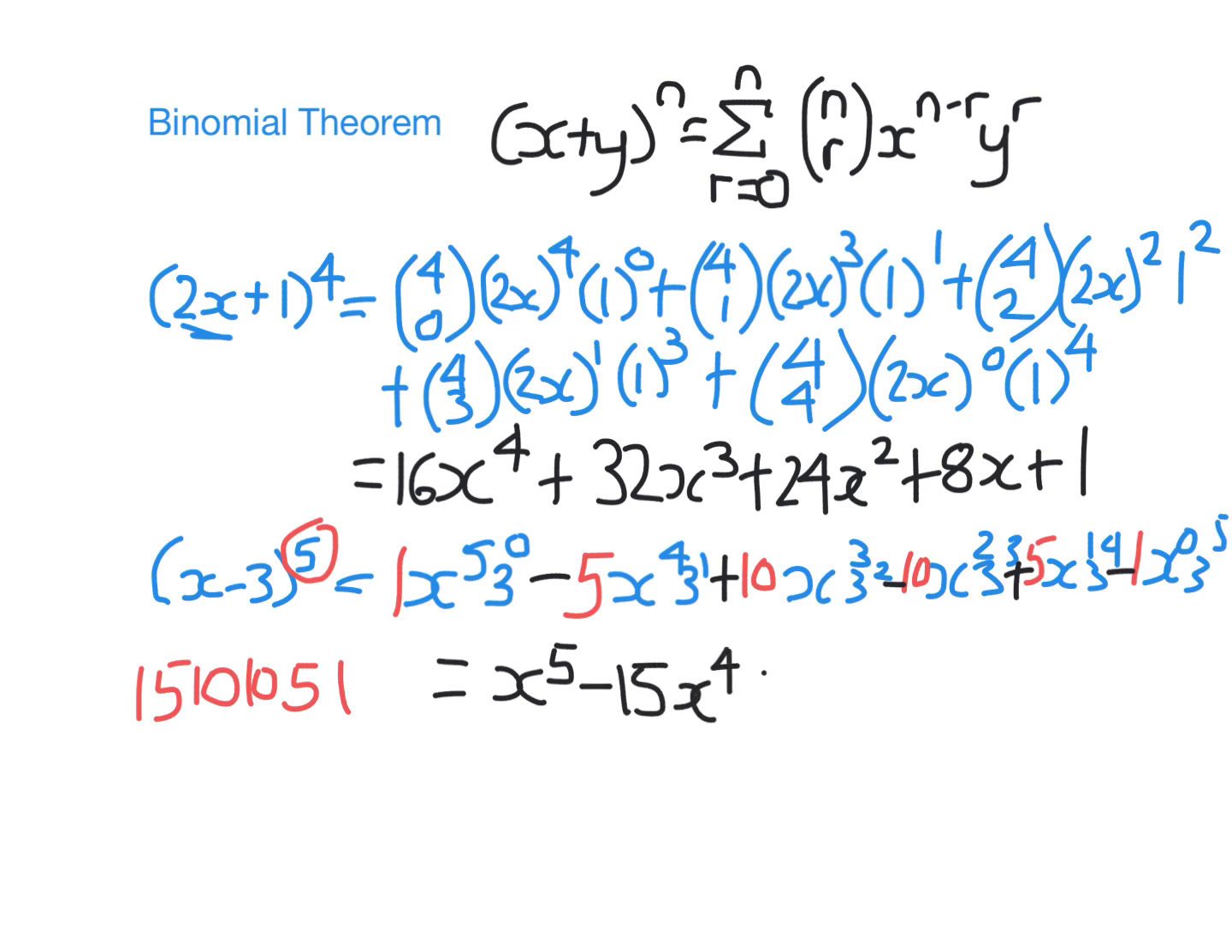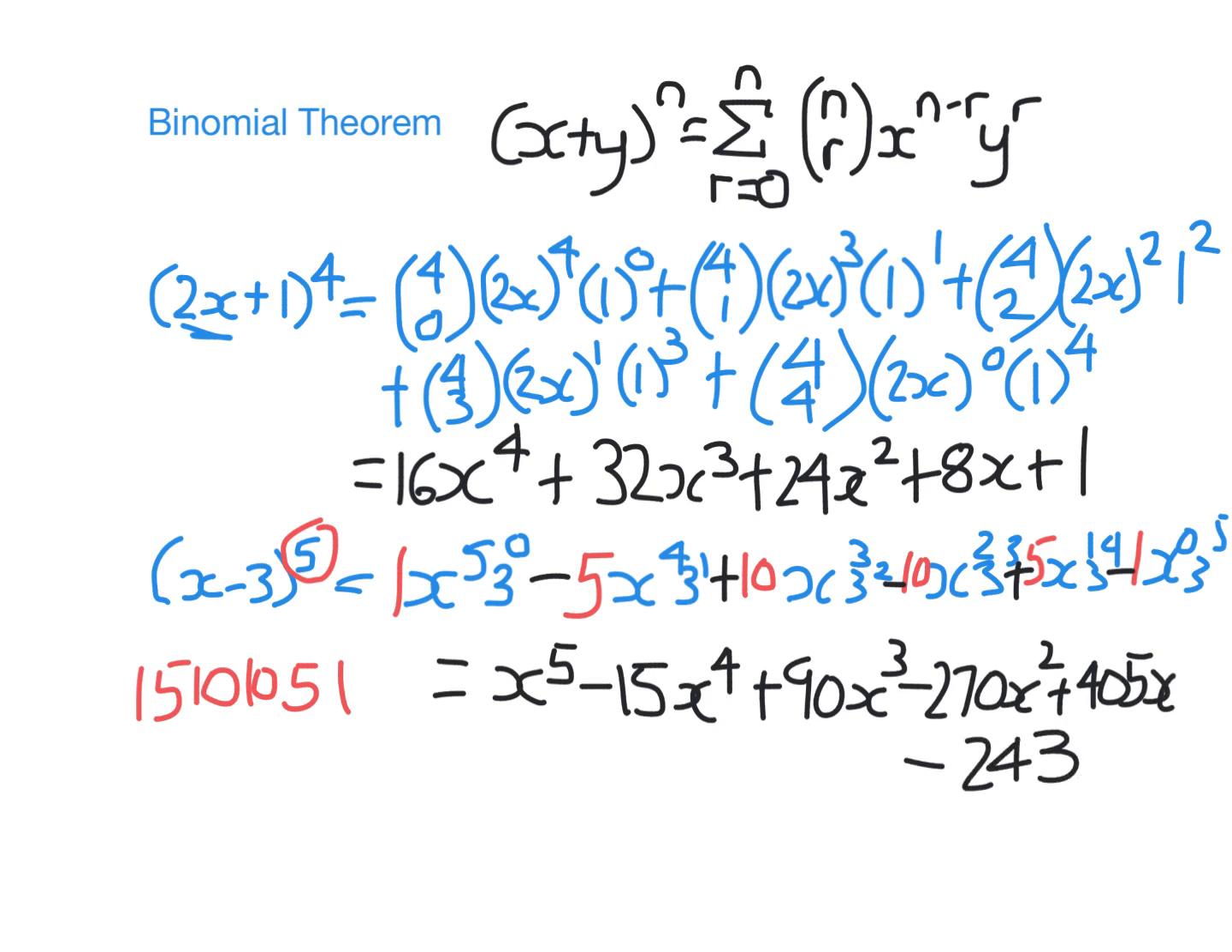Then positive 10 times 3 squared. Next term is negative 10 times 3 cubed. Then 5 times 3 to the power of 4. And then finally 3 to the power of 5. And there we go. We have expanded these brackets.